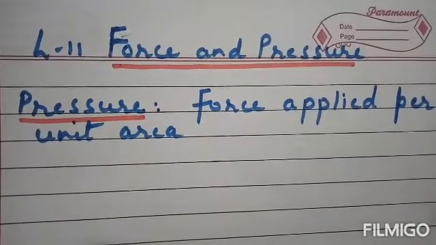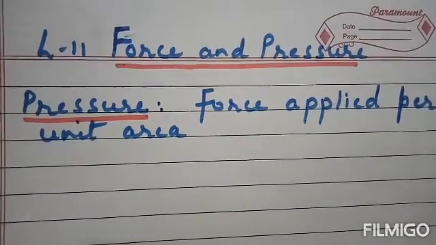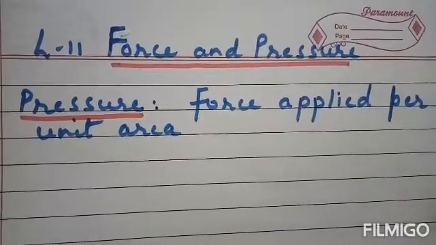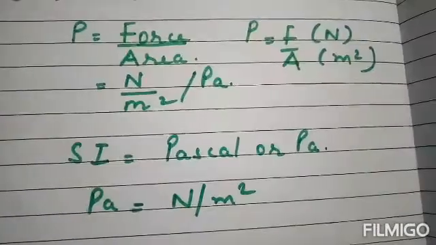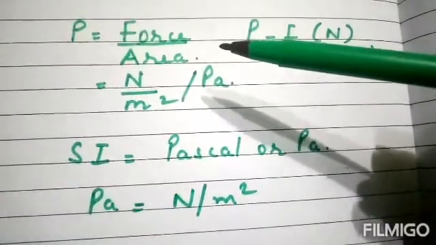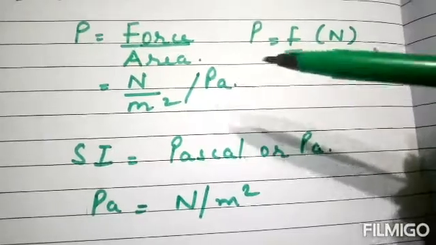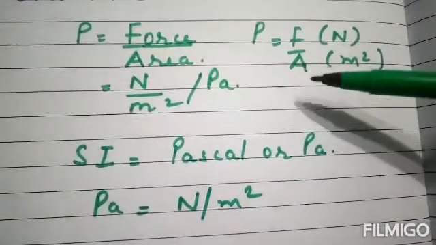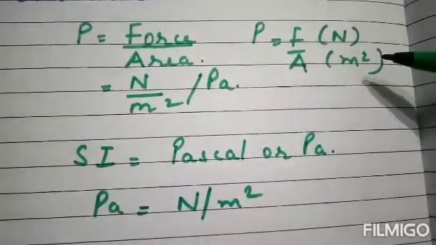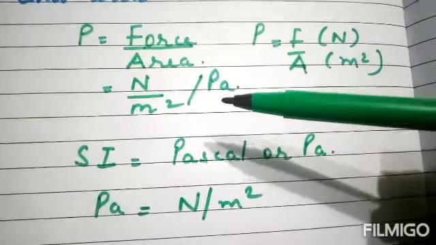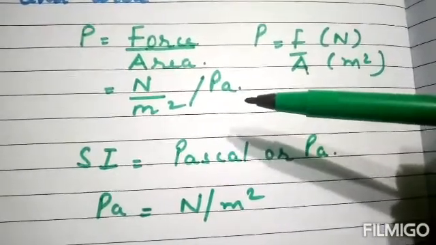So we can define pressure as the result of force applied per unit area. So the pressure is equal to force upon area, and force is measured in Newton and area in meter square. So the unit is Newton per meter square.